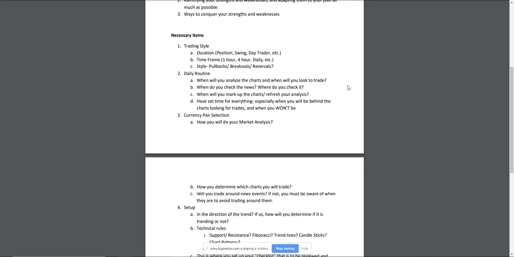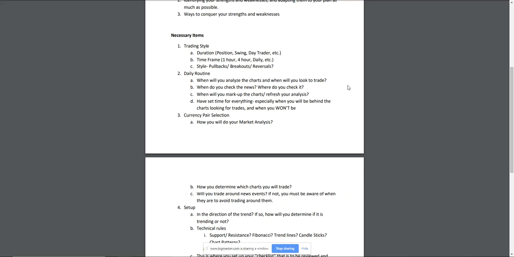Have a set time for everything, especially when you'll be behind the charts looking for trades and when you won't be. Have set times where you do not want to trade no matter what. News events. Maybe it's the Asian session. Maybe it's 5 o'clock Eastern time when the market resets for the day and spreads go out of control on your broker. I know you've all seen that before. I'm sure a lot of you have been in trades that get stopped out and you look back and you don't even think the price went near your stop loss.